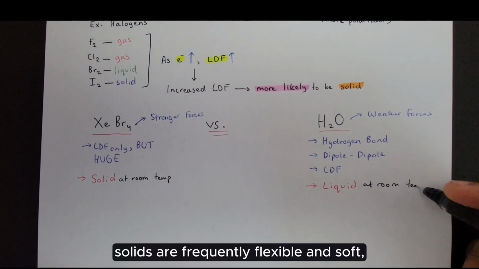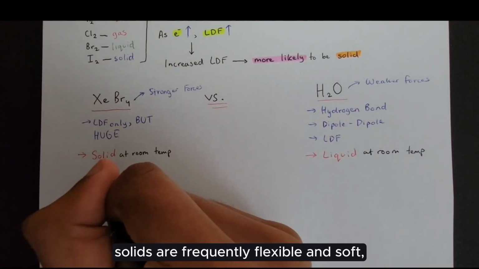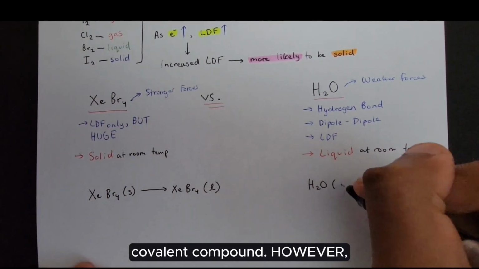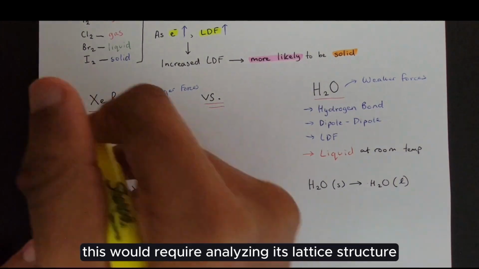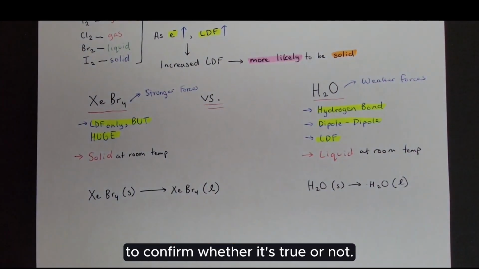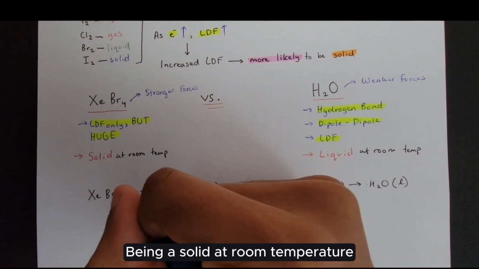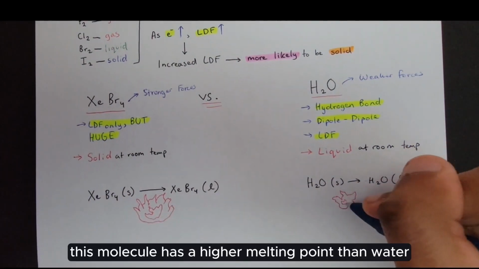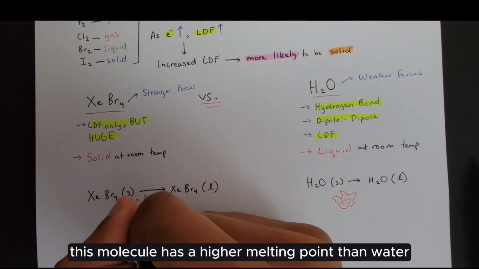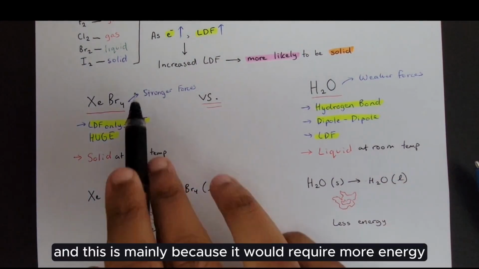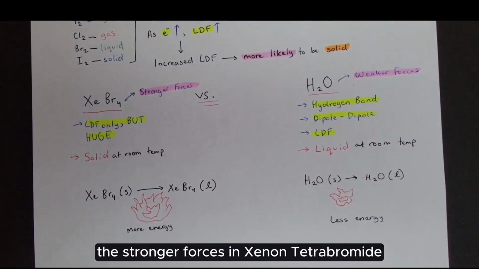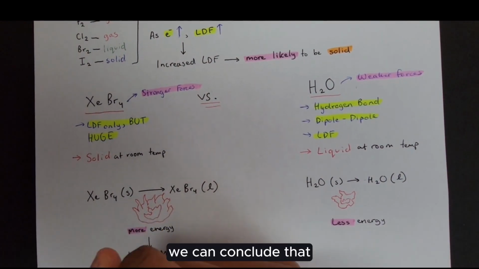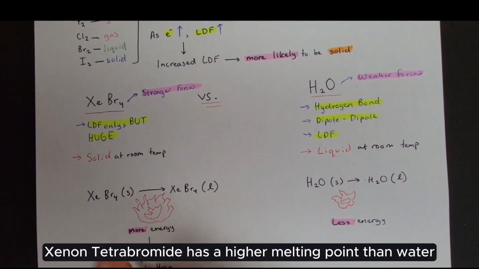Since covalent compound solids are frequently flexible and soft, we predict that xenon tetrabromide to be a soft covalent compound. However, this would require analyzing its lattice structure to confirm whether it's true or not. Being a solid at room temperature and predicted to have stronger intermolecular forces than water means that this molecule has a higher melting point than water. And this is mainly because it would require more energy in order to break apart the stronger forces in xenon tetrabromide as opposed to H2O. Thus, we can conclude that xenon tetrabromide has a higher melting point than water.